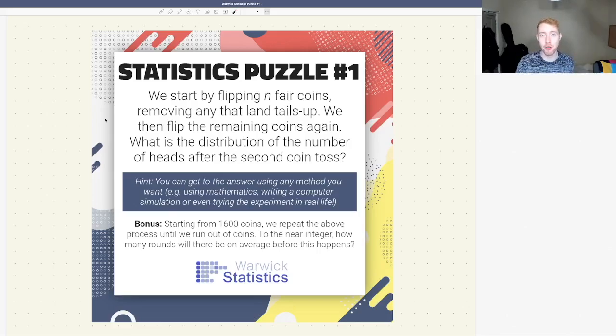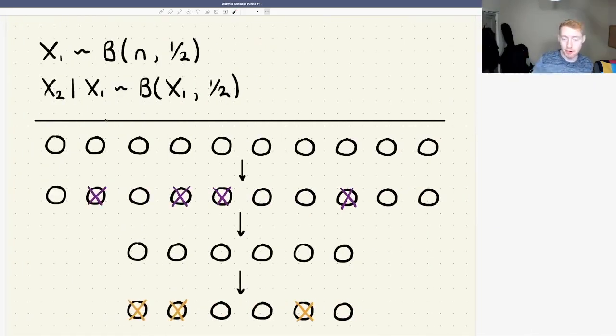So if you haven't had a chance to have a go at the problem yet, now's a good time. Otherwise, we're going to have a look at the solution to this. So first, let's just have a look at the problem in a bit more detail. So first, mathematically, what is the problem saying?